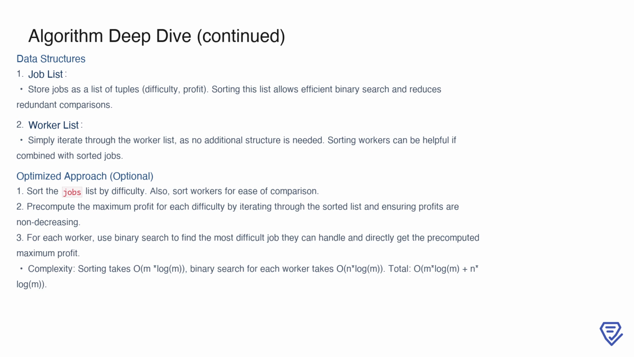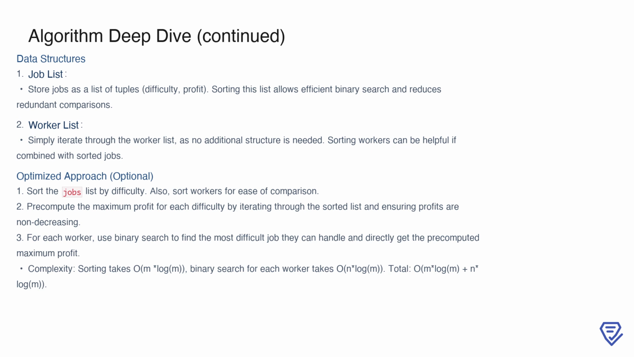To implement the optimized approach, we leverage specific data structures. First, we store the jobs as a list of tuples, where each tuple contains the difficulty and profit of a job. Sorting this list by difficulty allows efficient binary searches and eliminates redundant evaluations. For the workers, we can directly iterate through their skill levels. However, if the worker list is sorted as well, it simplifies the comparison process when paired with the sorted jobs.